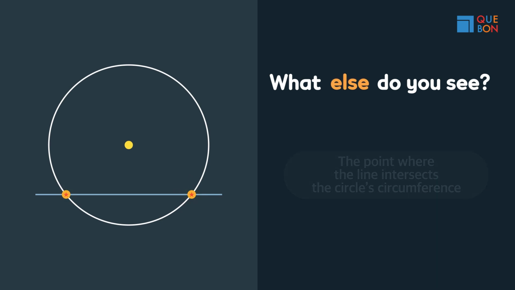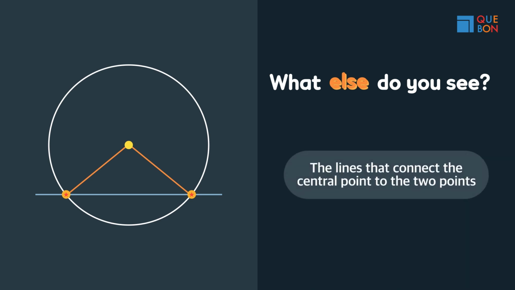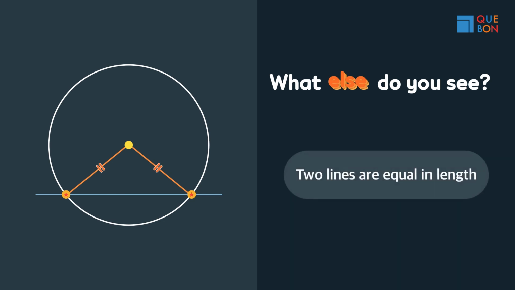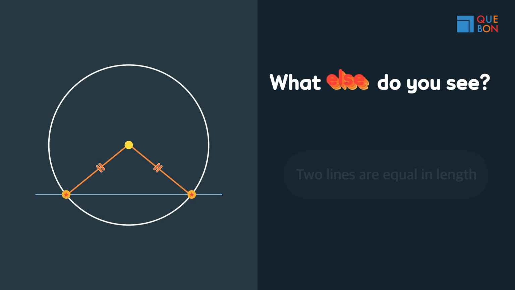What do you see next? You should see the lines that connect the central point to these 2 points. We should also recognize that these lines are equal in length. Additionally, we should be able to recognize that these 2 angles are equal.